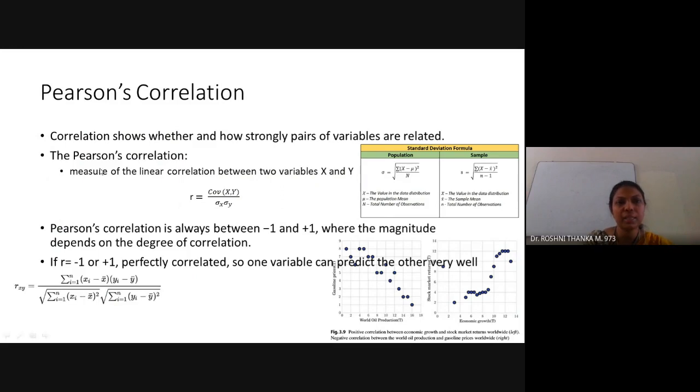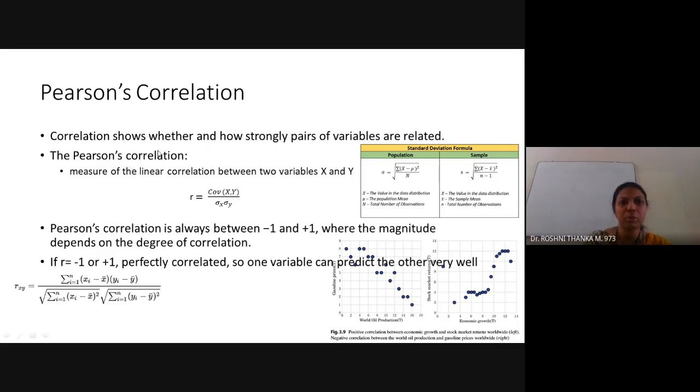The next thing is the next way of finding the correlation, using Pearson's correlation. This problem is also very important, so just note it down. Chi-square is important, and the Pearson's correlation problem is also important in this unit. Correlation, as usual, shows whether two variables are strongly related or not.